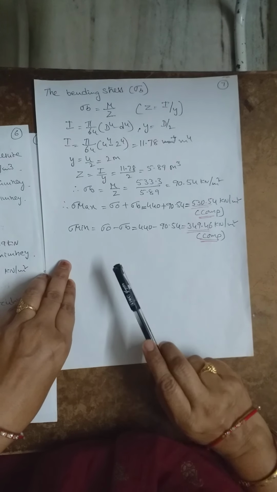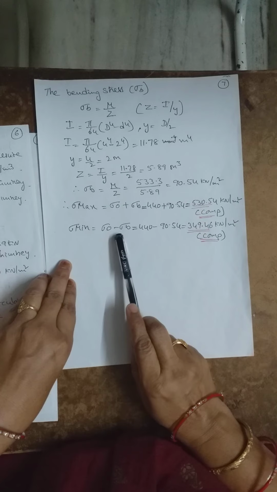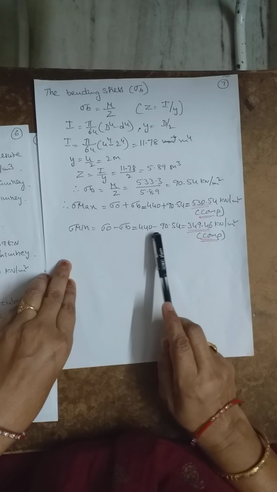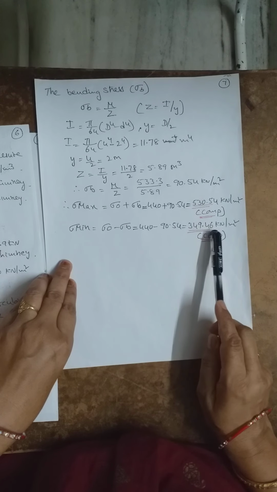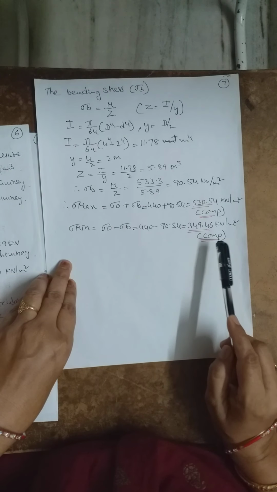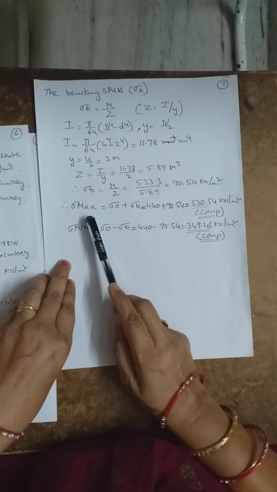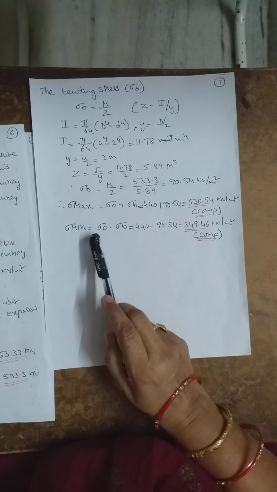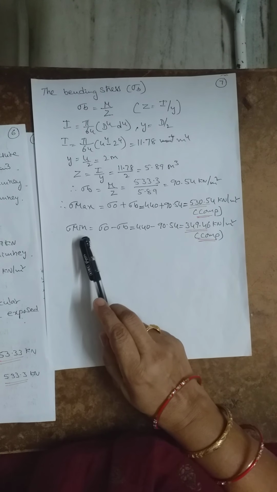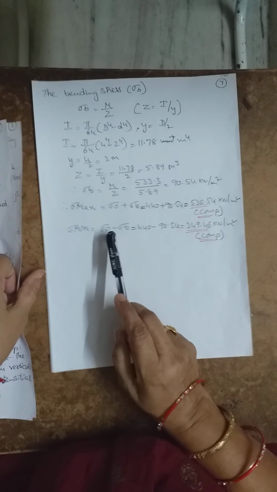So this is compression, and sigma minimum is equal to sigma 0, that is direct stress, minus bending stress, that is 440 minus 90.54. This also comes positive, that is 349.46 kilonewtons per square meter. So this is also a compression value. So these are the maximum and minimum intensities of stress which are produced at the base of the chimney.